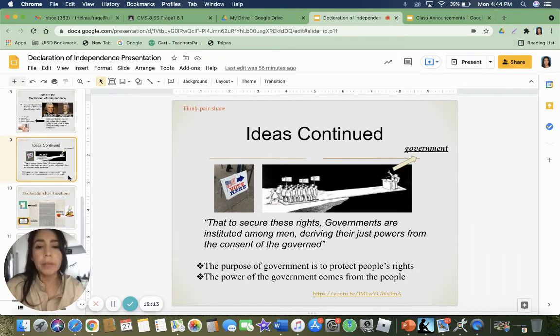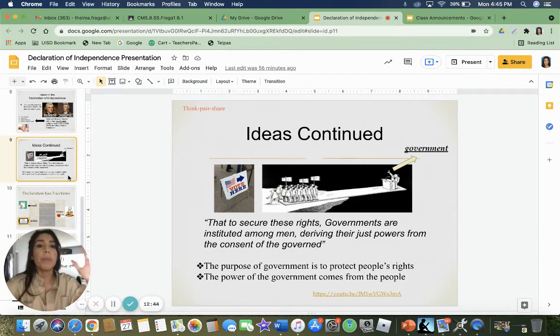Another idea that was included in the Declaration of Independence is a very, very important line, that to secure these rights, governments are instituted among men, deriving their just powers from the consent of the governed. In other words, the people who should have all the power within the government are the people themselves, the people that are being governed. And today we have that type of government, which is a democracy.